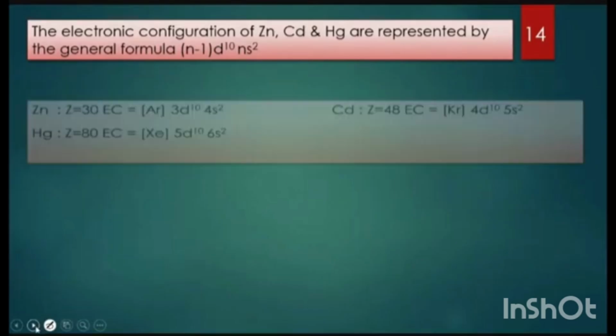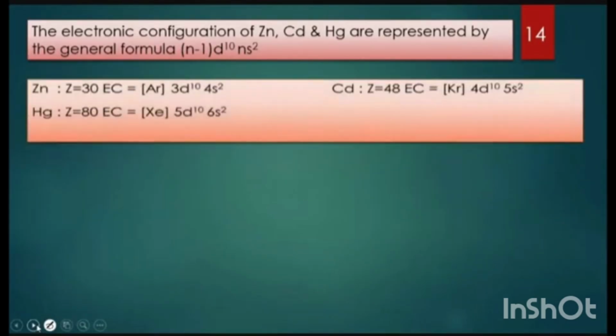Now if we have a careful look at the electronic configuration of zinc, cadmium and mercury, we will come to know that zinc, whose atomic number is 30, has the electronic configuration argon core 3d10 4s2. Cadmium, whose atomic number is 48, has krypton core 4d10 5s2, and mercury, whose atomic number is 80, has xenon core 5d10 6s2.